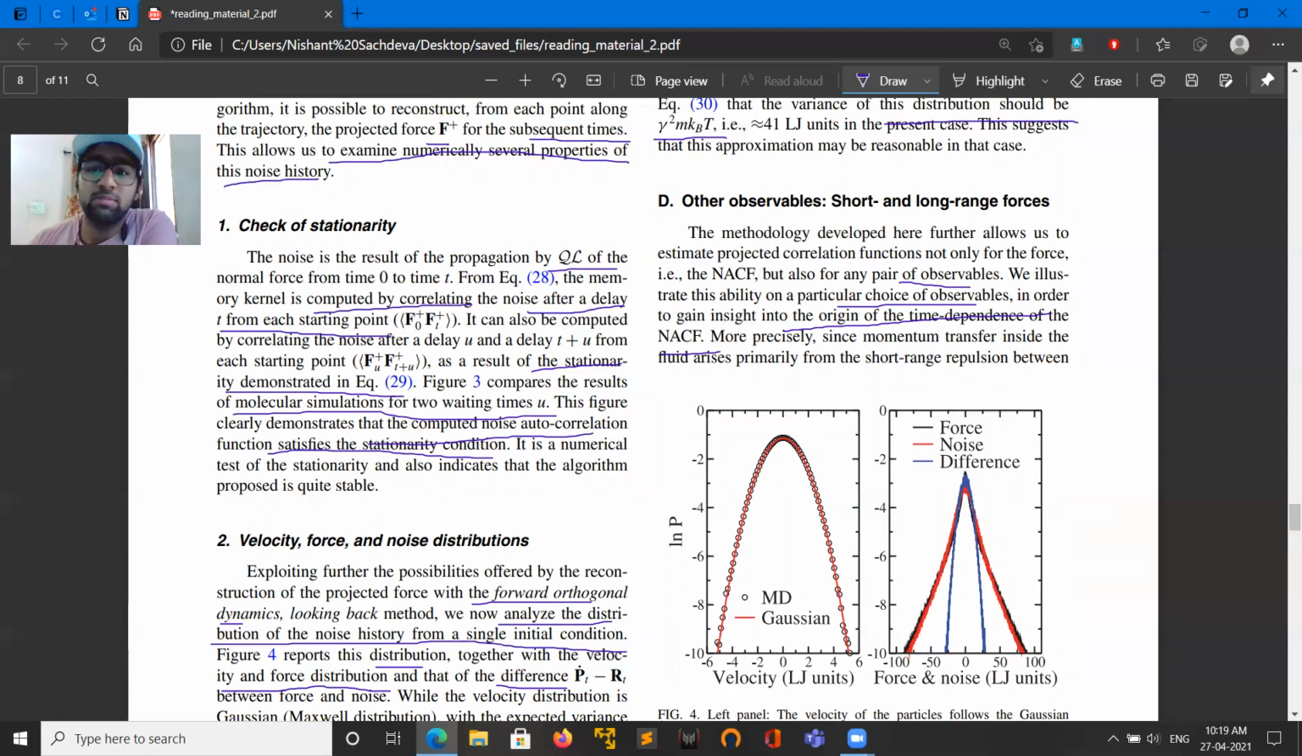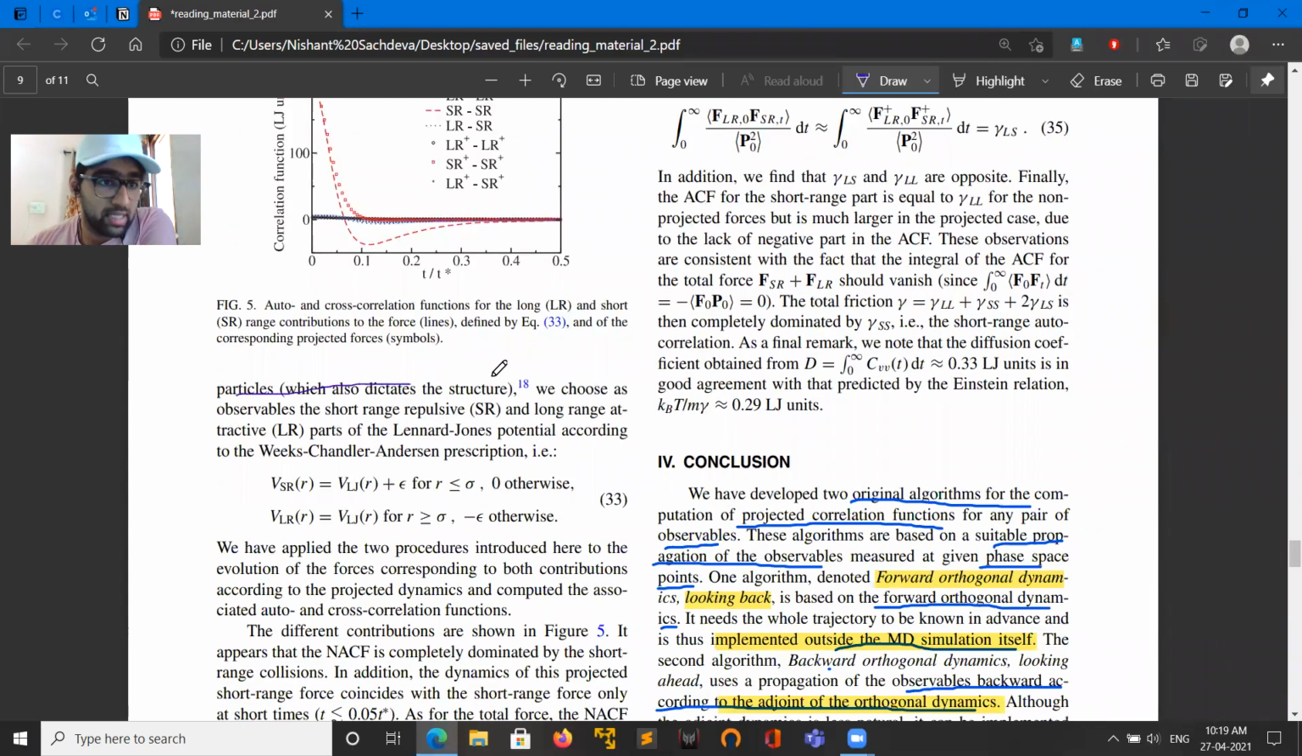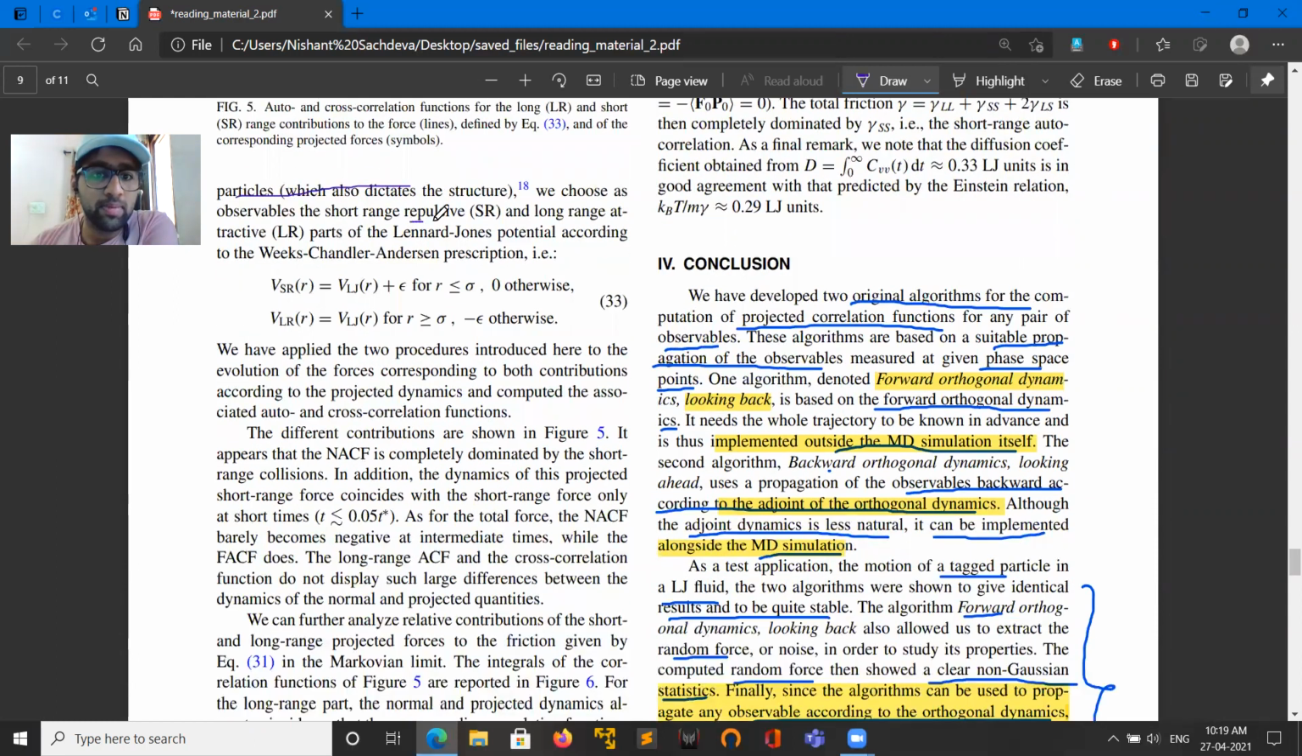More precisely, since momentum transfer inside the fluid arises primarily from the short range repulsion between particles, we choose as observables the short range repulsive SR and long range attractive LR parts of the Lennard-Jones potential according to the Weeks-Chandler-Andersen prescription, this particular equation.